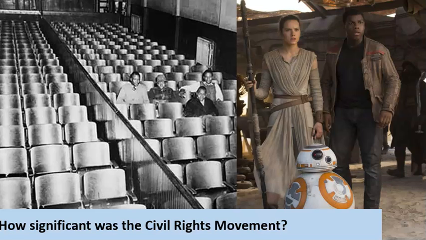Cinemas were also separated by colour, and on the image on the left-hand side of my slide, you can see a barrier which will separate the two halves of the cinema, but now it is common for us to see black citizens on our movie screens, in this instance in Star Wars. And so, the Civil Rights Movement was significant, and we have come quite a long way, especially in the US and the UK. There's been quite a lot of changes.